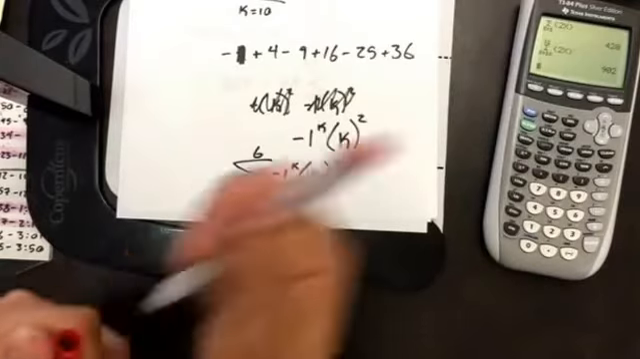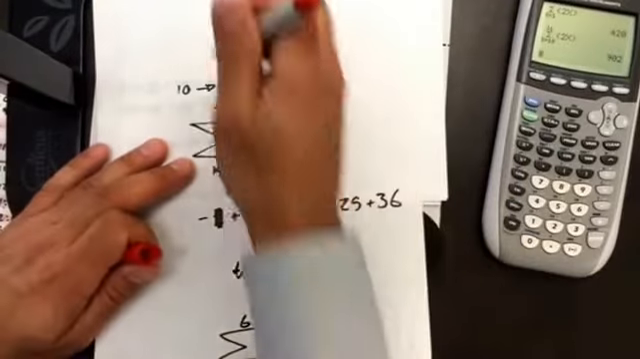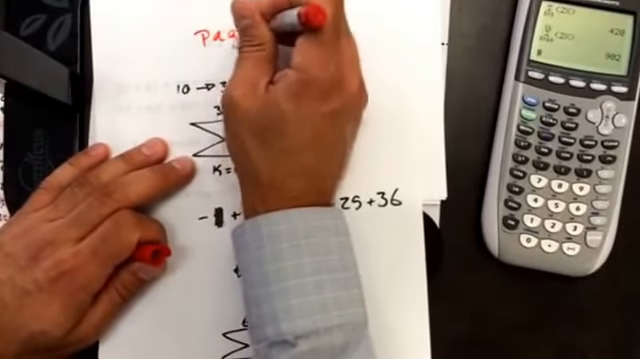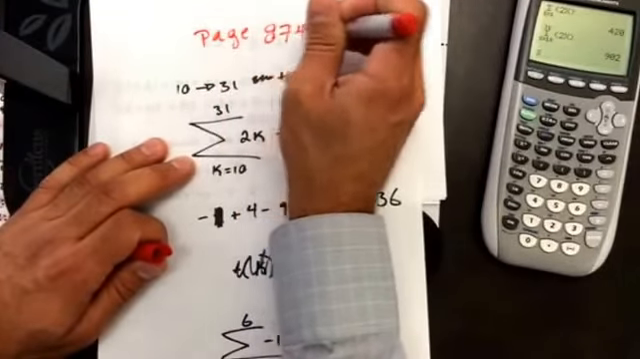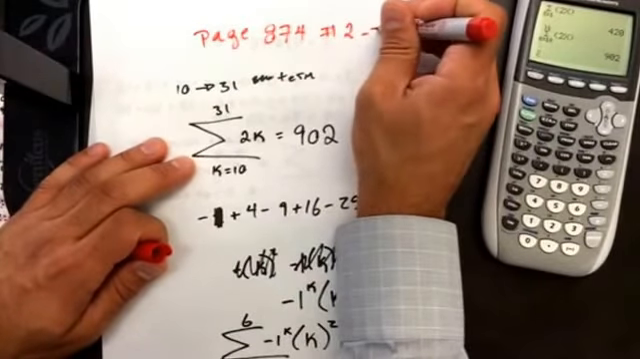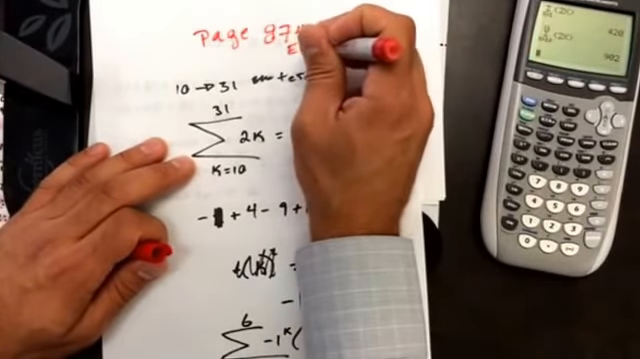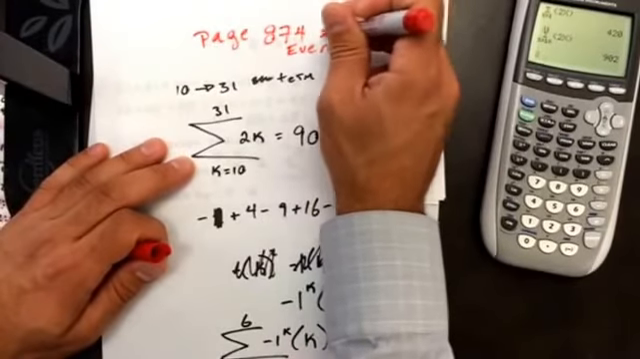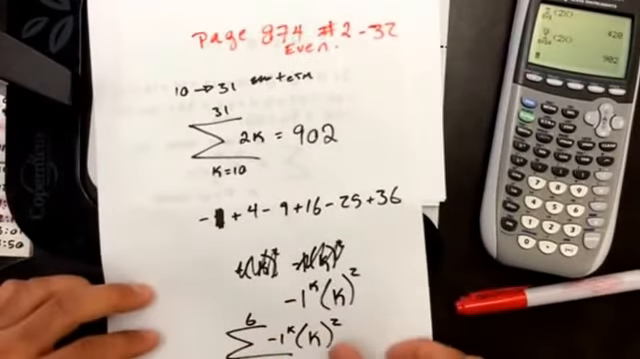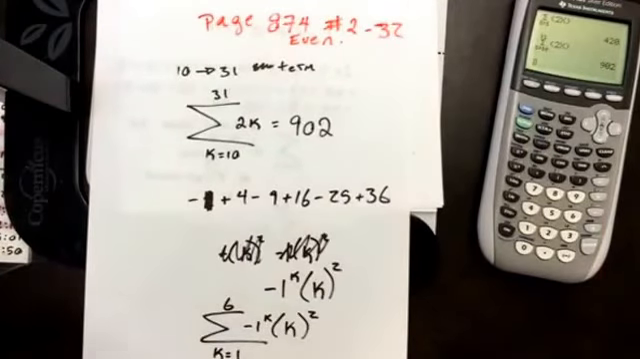Okay? Your assignment for tomorrow in class is you're going to do page 874. You're going to do numbers 2 through 32 even. You might not finish these all. Whatever you have done, turn in at the end of the period to the sub, and I will grade it on Monday.